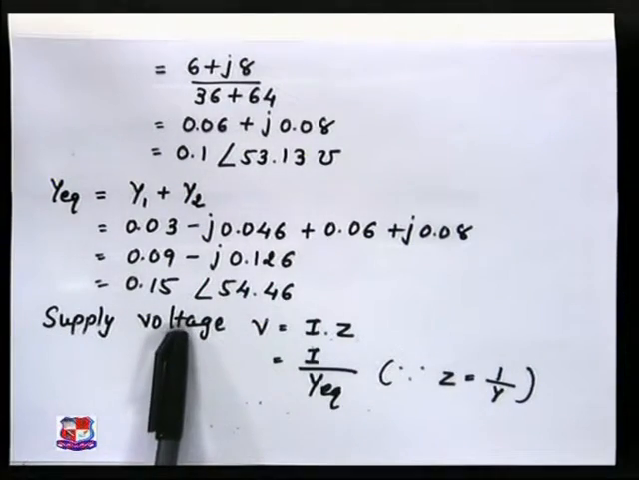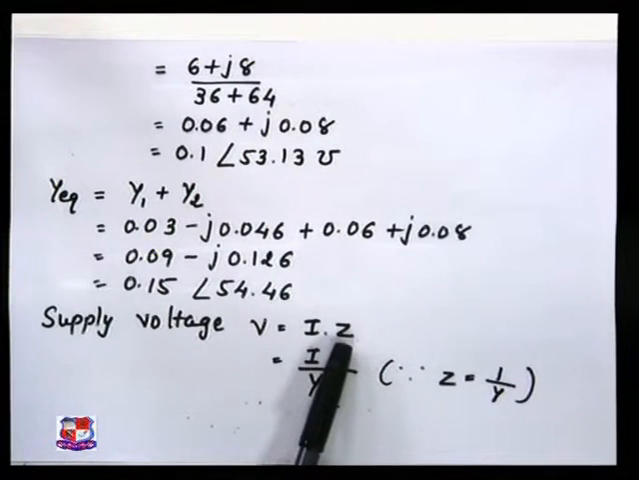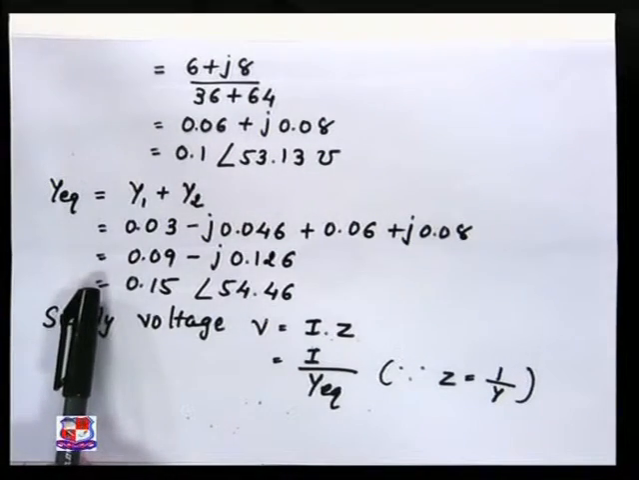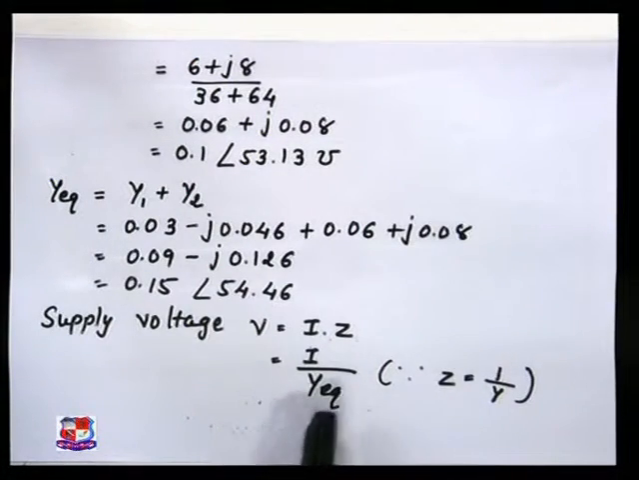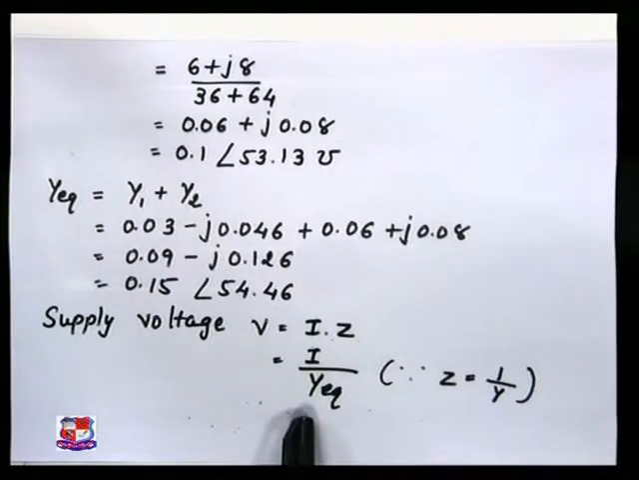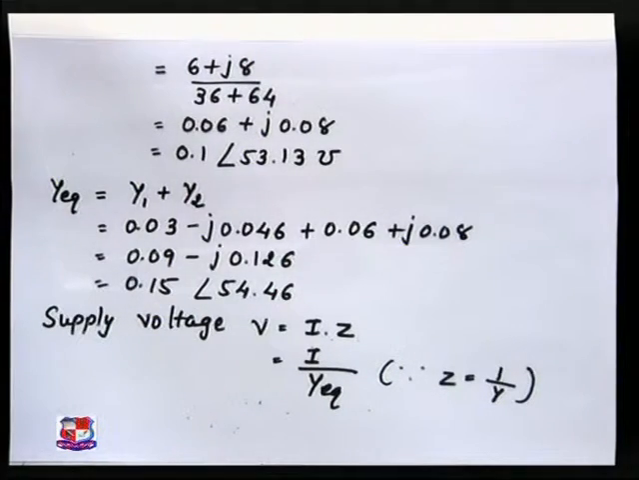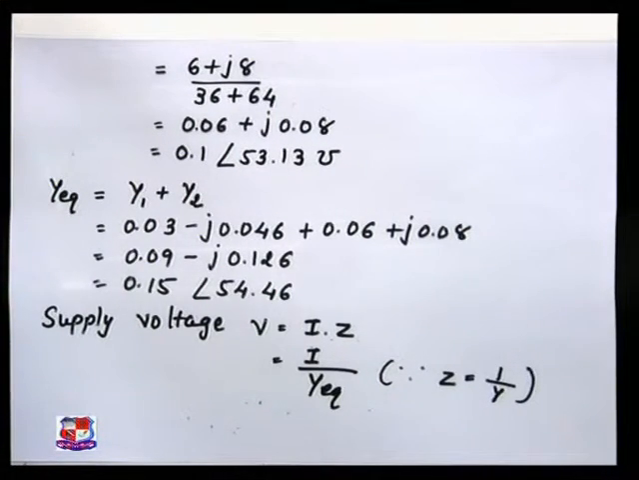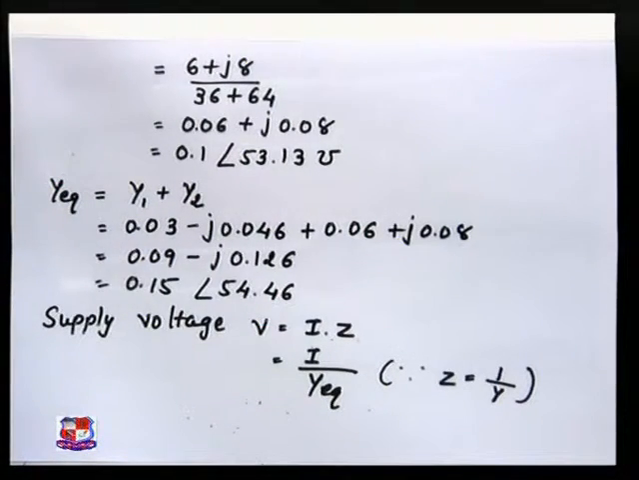Now supply voltage V is equal to I into Z. Now instead of impedance we are considering here the effect of admittance. So Z is equal to 1 upon Y. So our equation is V is equal to I upon Y equivalent, because Z is equal to 1 upon Y. And the value of Y equivalent is known. We already found the value of Y equivalent, which is 0.15 angle 54.46. So put the value in this equation, you can find the value of supply voltage.